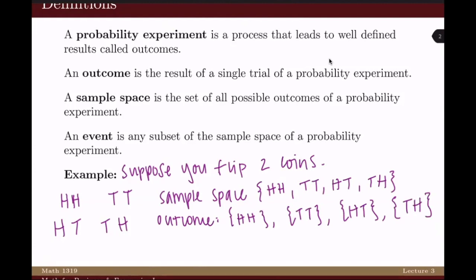Now an event, let's say we want to talk about the event of having exactly 1 head and 1 tail, for example. That event would have 2 elements in its set, because we could have heads, tails, or tails, heads. So that's how events differ from outcomes.